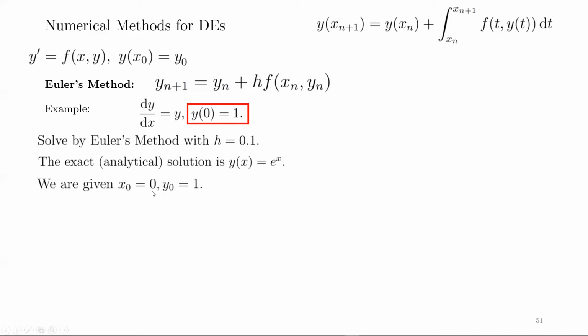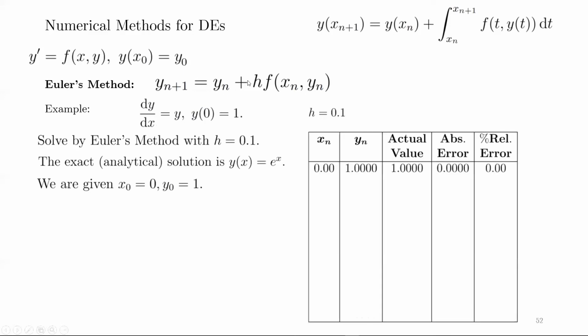We're given x0 = 0, and when x0 = 0, y0 = 1. So this is our initial condition. What we're going to do is track the values of xn, which starts at 0 and moves up in steps of 0.1, and yn, which is going to be our approximated value. I have some terms in the table here, absolute error and percentage relative error. We'll come back to these error definitions later, so we'll just worry about the first three columns. Actual value is just the value of y at xn, basically the exact solution, so we can compare the column yn, the approximation, with the exact solution to see how accurate we're getting.